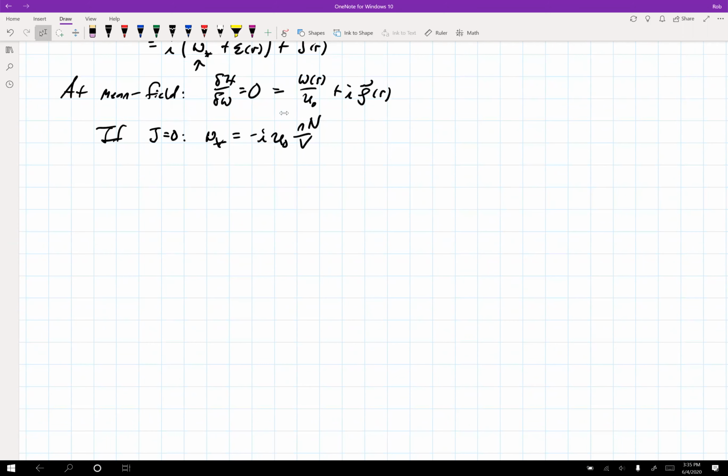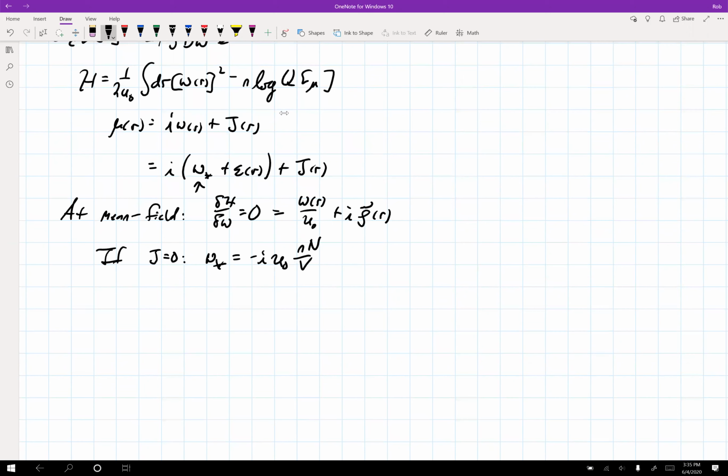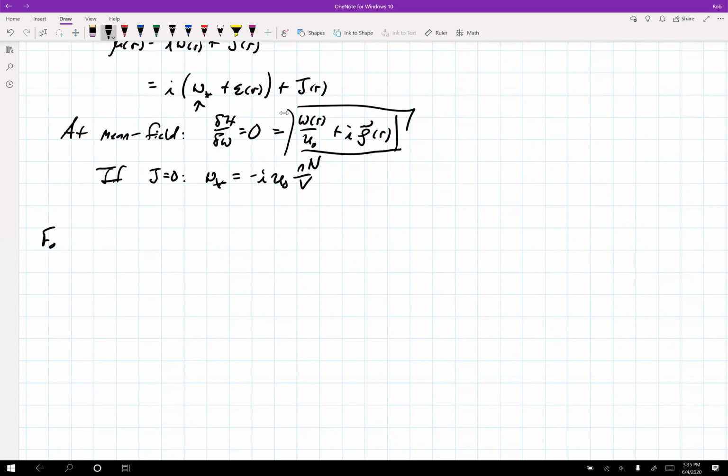And then to treat the case where j is not 0, so when we have this external biasing field that's imposing some density variations on the system, what we're going to do is use the mean field equation that we have up here, and evaluate it using the weak inhomogeneity expansion with the external biasing field in place. So for j of r not equal to 0, we're going to use the mean field equation plus the weak inhomogeneity expansion for the density.